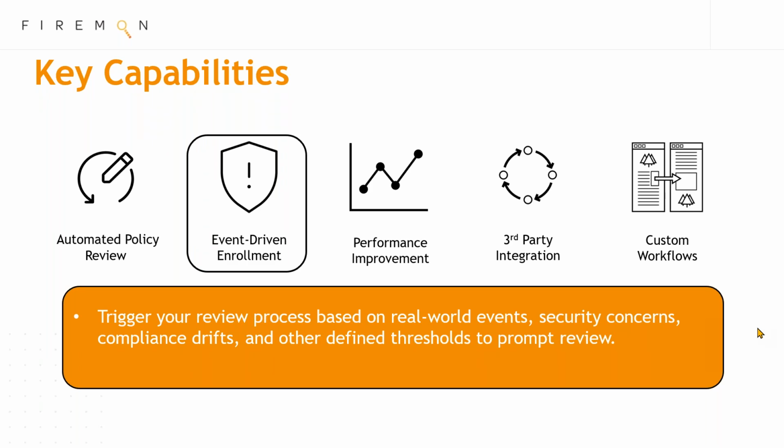Policy Optimizer provides event-driven enrollment and can trigger rule review processes based on real-world events, security concerns, or compliance drifts, or other defined thresholds that you might set up. What that really means is you can configure when a rule review gets triggered. It can be manual, and we'll actually demonstrate that shortly, or it can also be when a configuration change is detected that trips one of those security controls that we set up in the compliance section, or perhaps when a rule is flagged to expire, you could trigger that review as well.